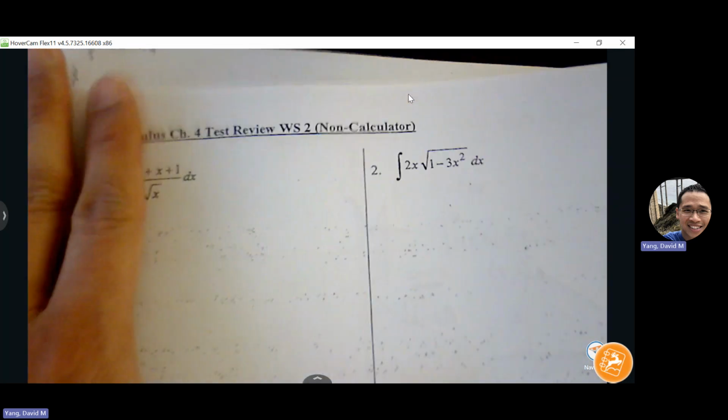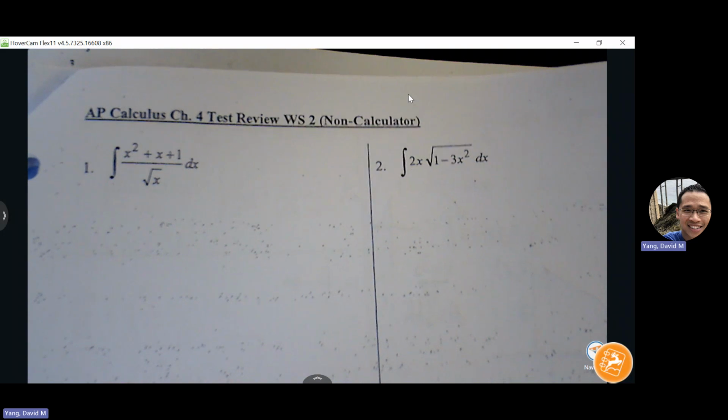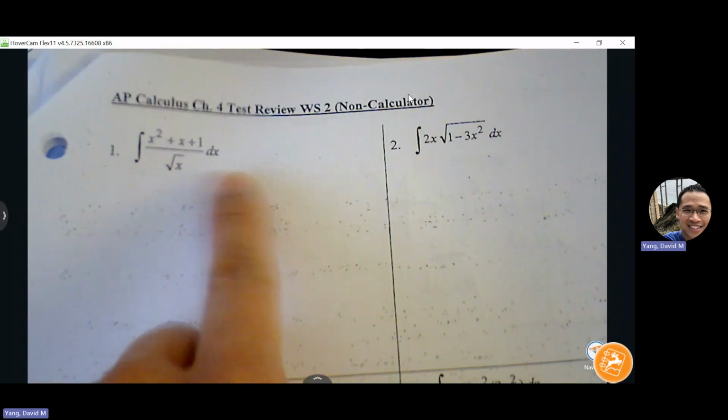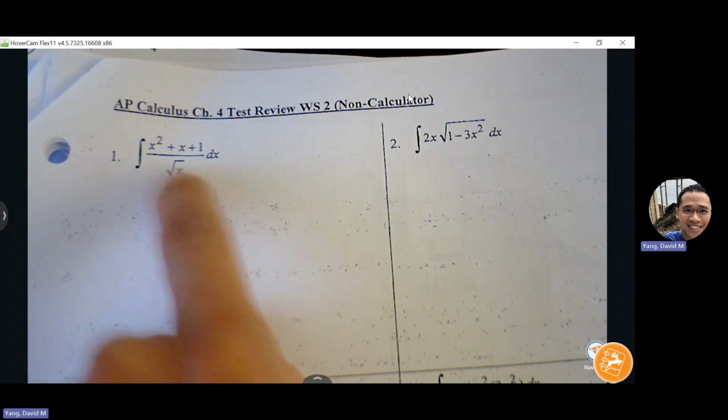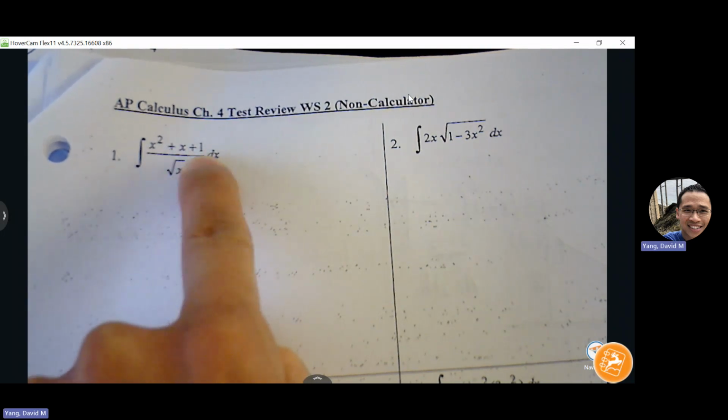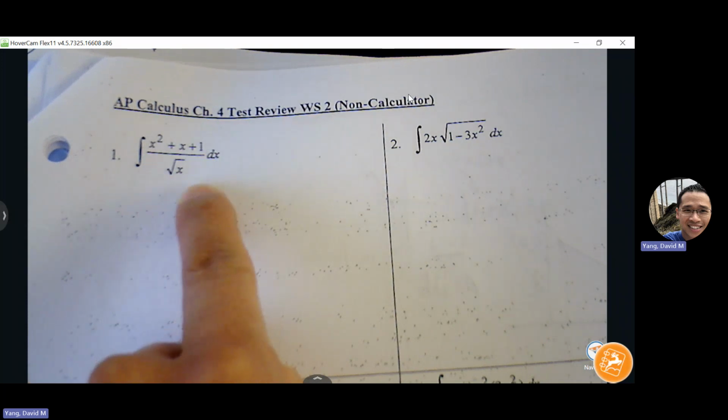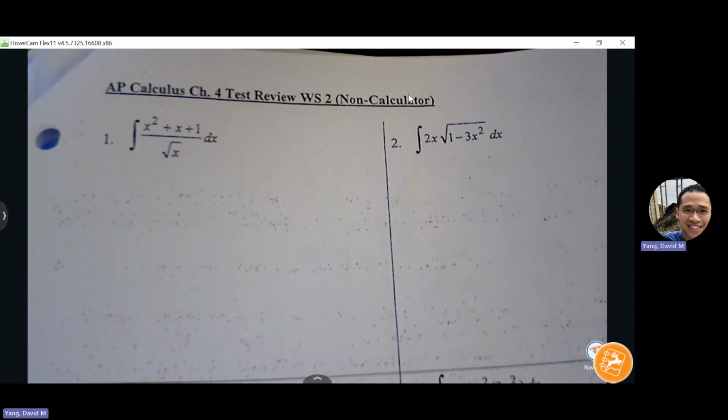There are some problems that are going to be just power rule, like this one. If you look at number 1 here, there's no need for U substitution because the radical doesn't have multiple terms in it. There's only one term in the denominator. There's no messy expansion that we couldn't get out of.